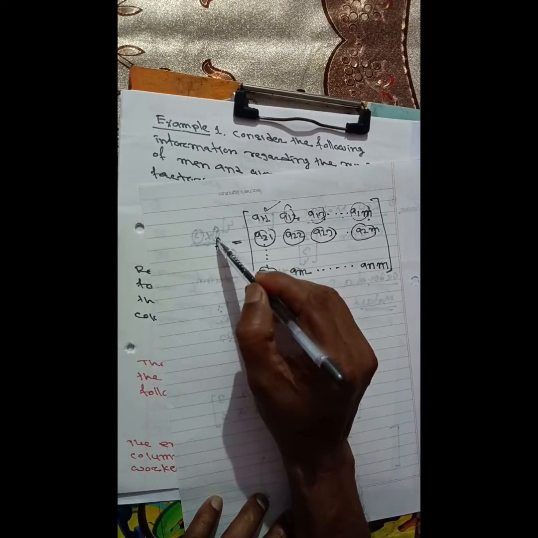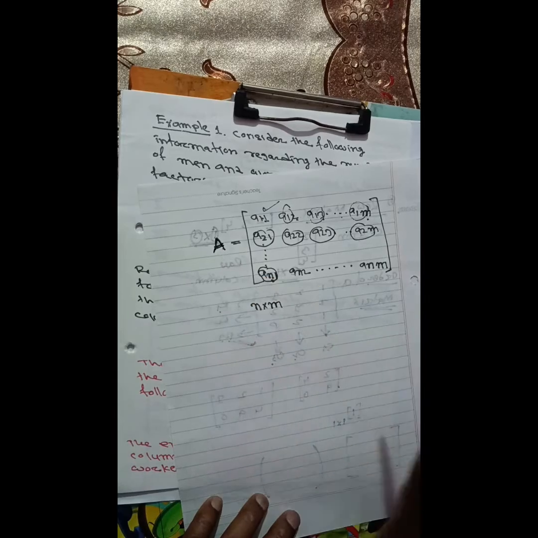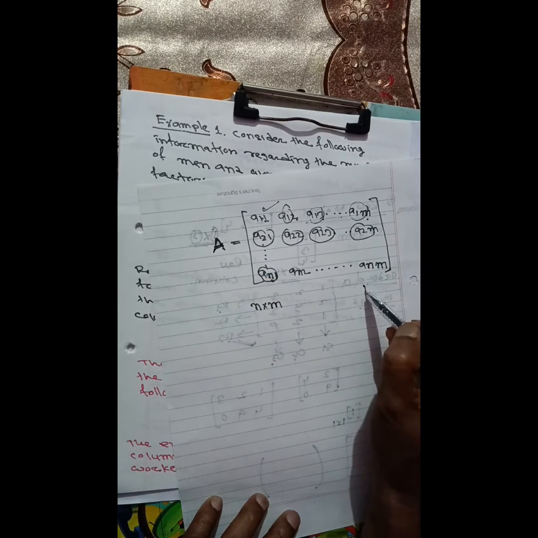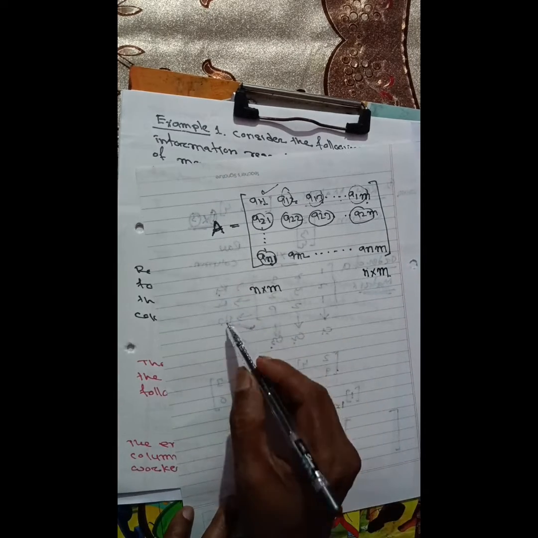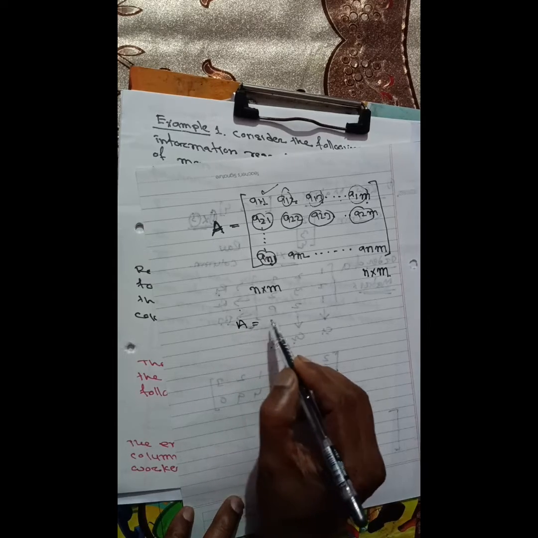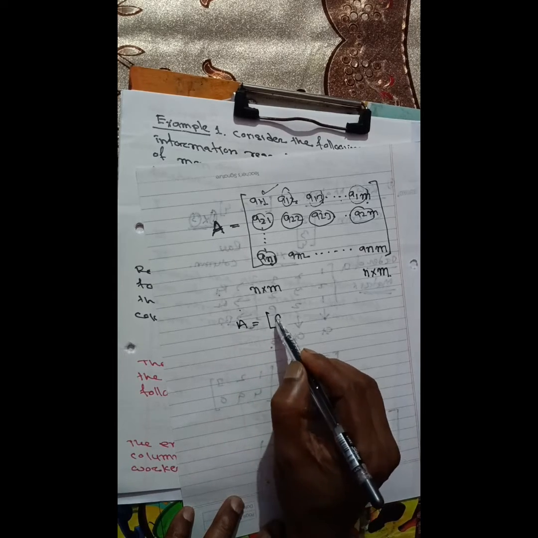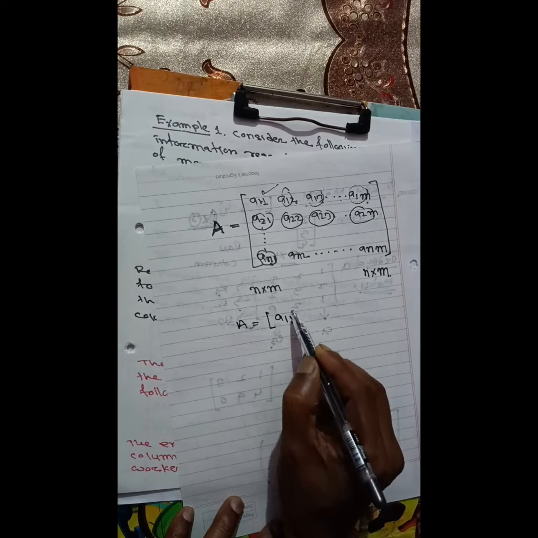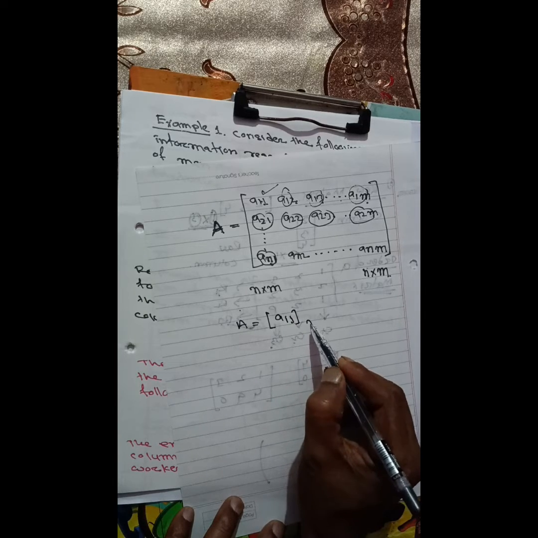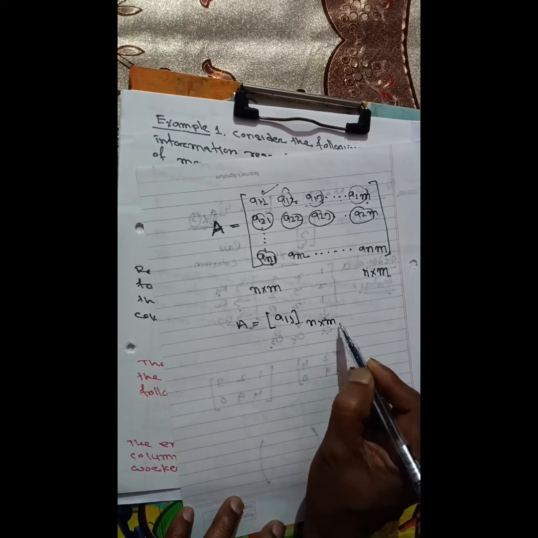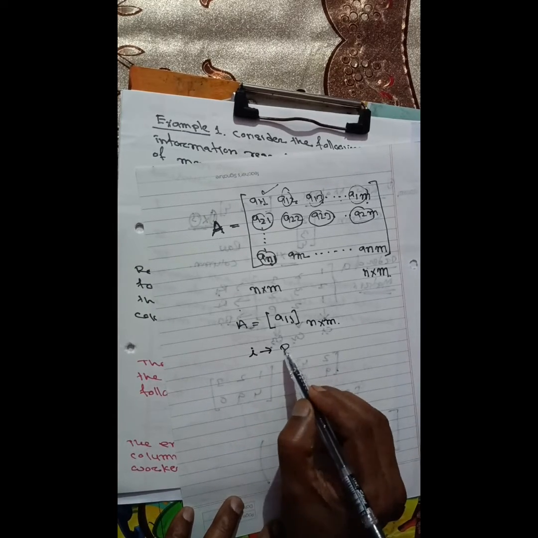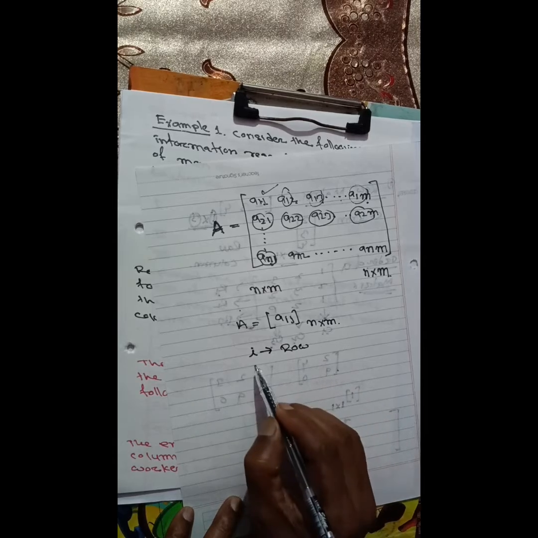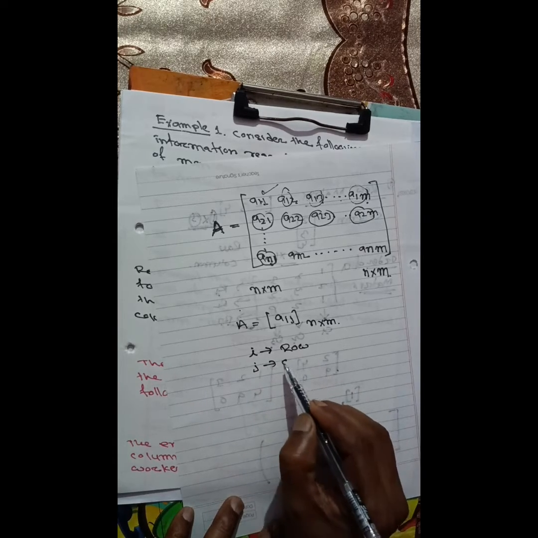This is denoted by a capital letter. This is a matrix of order n by m. This matrix is also denoted in a very simple way, that is Aij of order n by m, where i denotes the row and j denotes the column.